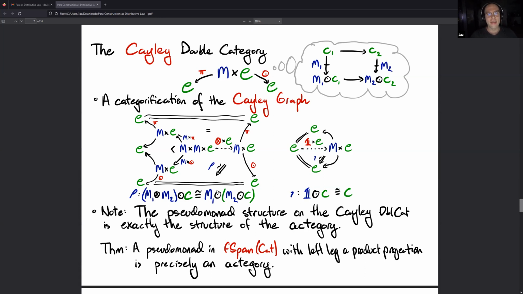In fact, the pseudomonad structure on this, with all its coherences, is exactly the structure of the actegory in the first place. So what we can note here is that a pseudomonad in F-span of cat whose left leg is a product projection is precisely an actegory. The fact that the top cells commute tells us that this is happening just in the M component. So it's just giving M the structure of a monoidal category in such a way that the right leg of this span becomes the action. So that's kind of fun.